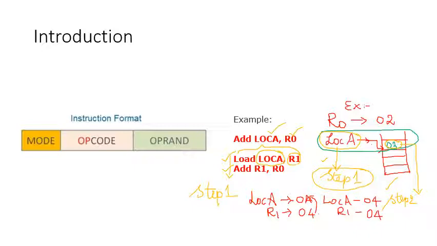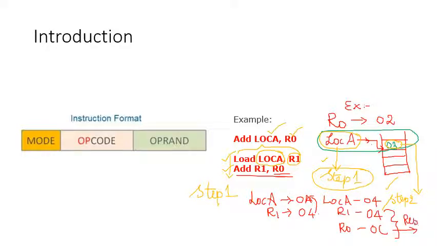After that, it is added with the register content R0. Assume that R0 contains the data 0C. So in the second step, 04 and 0C are added. In this second line, it adds the content of register R1 and the content of R0, and the result is stored in R0.